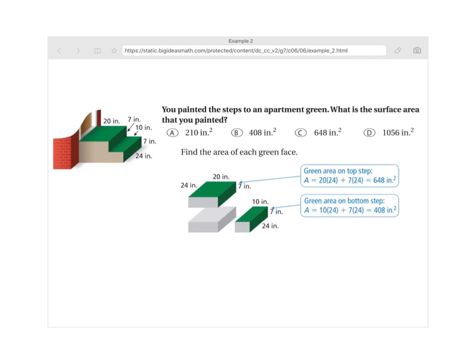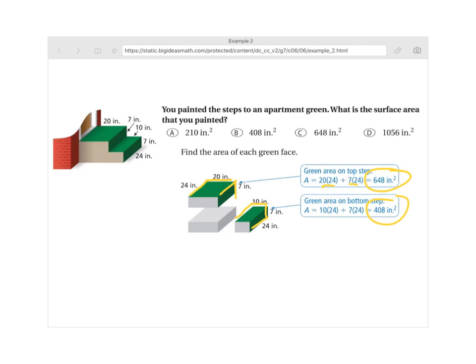Now the bottom step, you're going to do 24 times 10 to get the top part of it, and then 7 times 24 to get the front part of it. And then you multiply and add those together. And then to get the entire green portion, you're going to add those two totals together. 648 plus 408 equals 1,056 square inches. So according to our multiple choice, D is the correct answer.